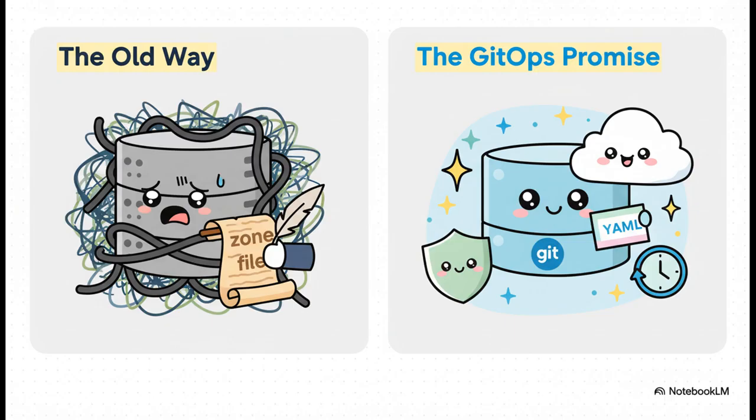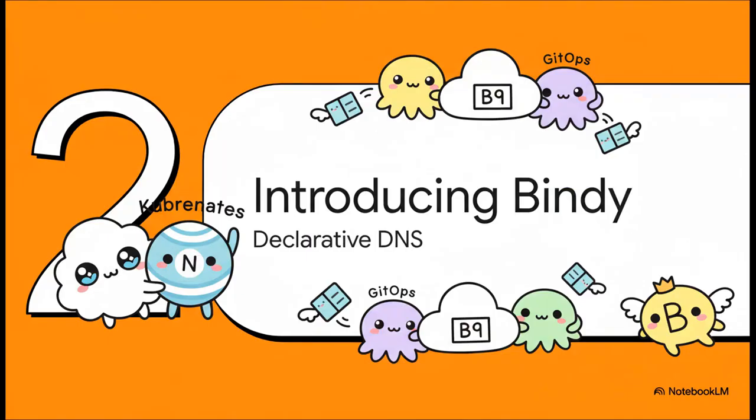But on the right, that's where we want to be. That's the GitOps dream. DNS is just code checked into Git. No one needs to log into the servers. Every change has an audit trail, and recovery is as simple as reverting a commit. It's a total game changer. So how do we get from the chaos on the left to the calm on the right?